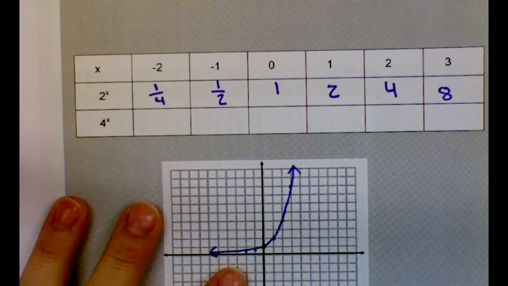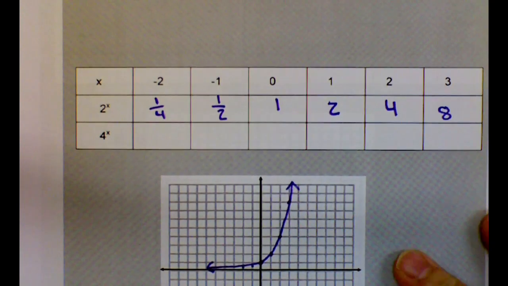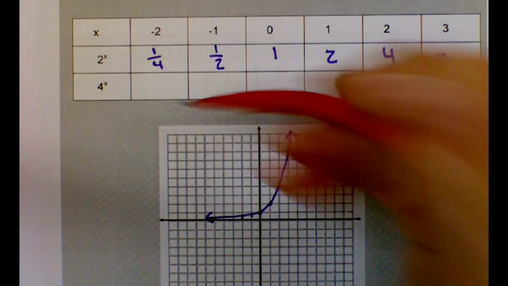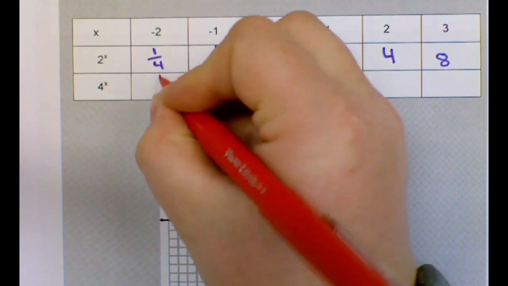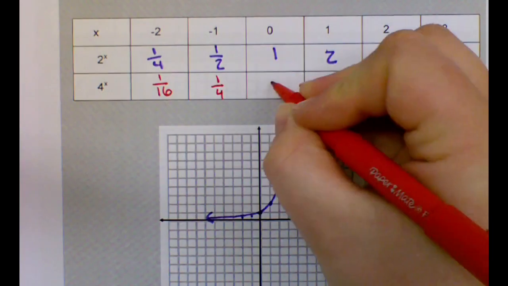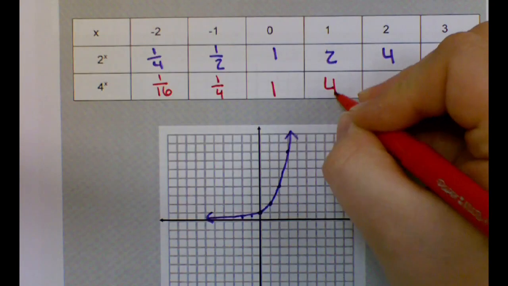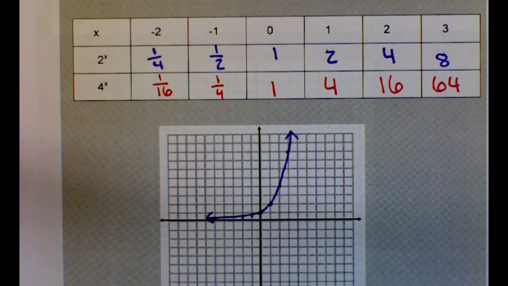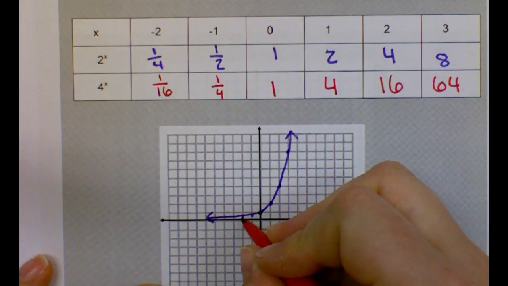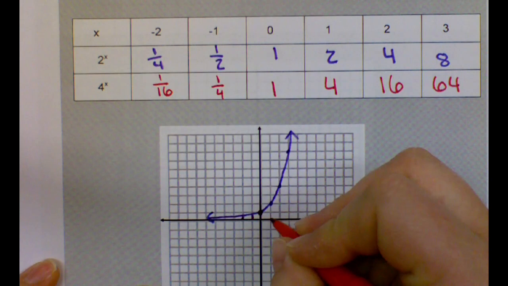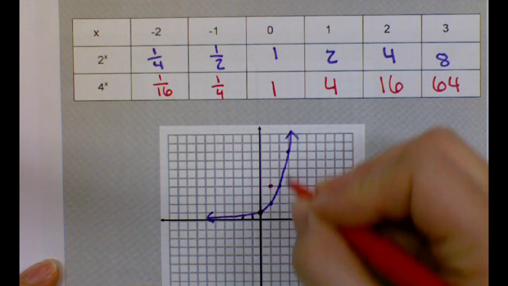All right, for 4 to the x power, 4 to the negative second power is 1 over 4 squared, which is 1/16. 4 to the negative first power is 1/4. 4 to the 0 power is 1. 4 to the first power is 4. 4 squared is 16. 4 cubed is 64. All right, negative 2, we have 1/16, which is right in there. 1/4, 0, 1, 1, 4, 2, 16.